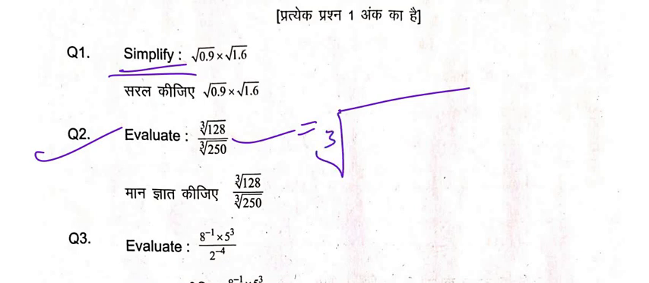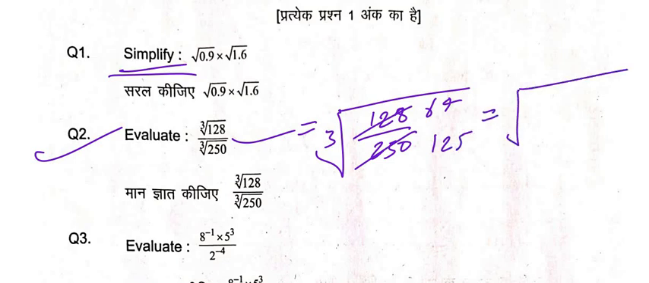See 128, we can write the prime factors, otherwise what we will do is write 128 upon 250, and 128 and 250 will be cancelled by 2. So 128 becomes 64 and 250 becomes 125. Now see 64 and 125. Simply you know that the cube root of 64 is 4.